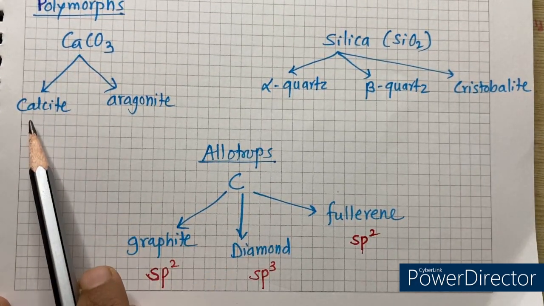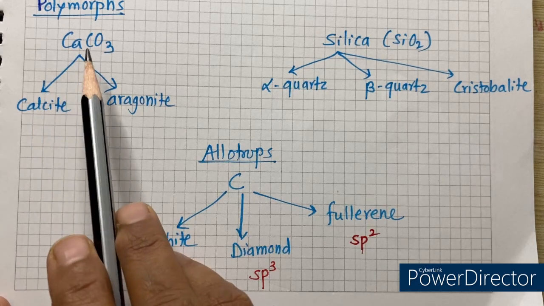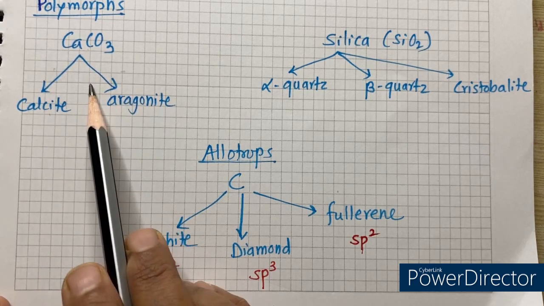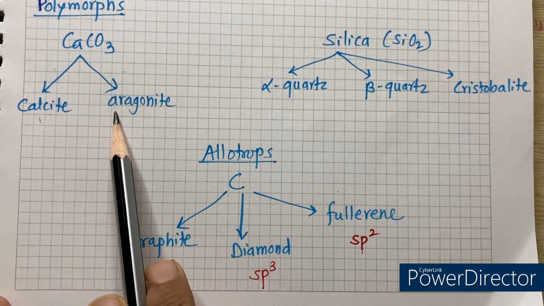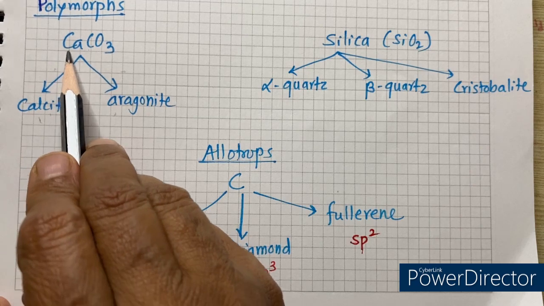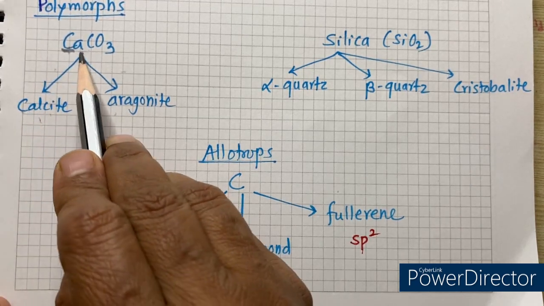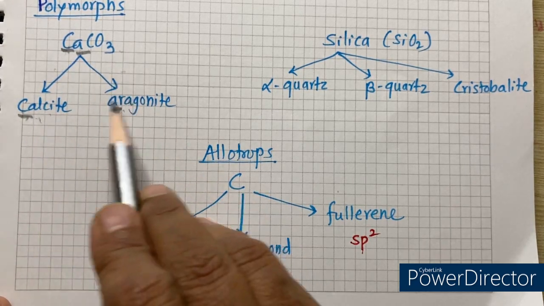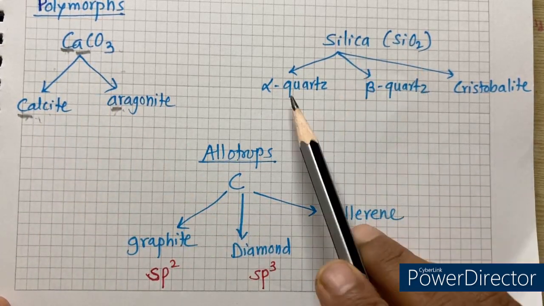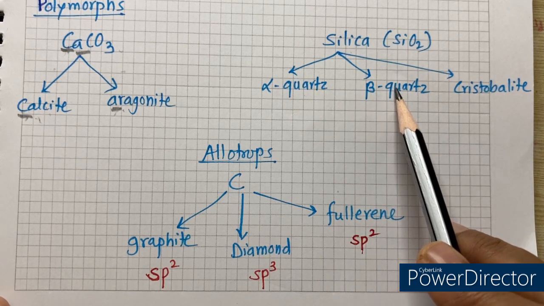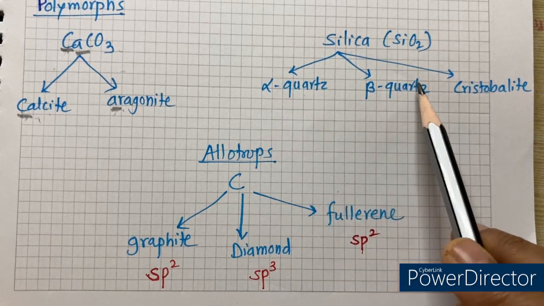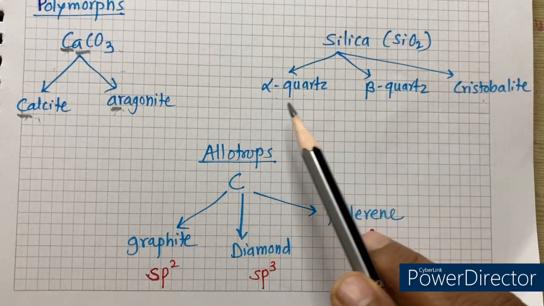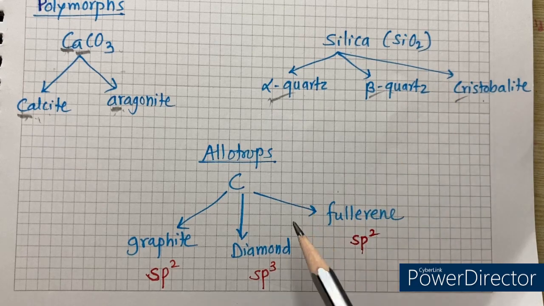Calcium carbonate polymorphs are, that is, the same compound in different forms under different conditions. Calcite and aragonite. How to remember this? See here. C, calcite. A, aragonite. Okay, calcium carbonate, these two forms. Silica, different forms are there. Here some examples are given in the textbook: alpha quartz, beta quartz and cristobalite. Remember like this, A, B, C, like this.